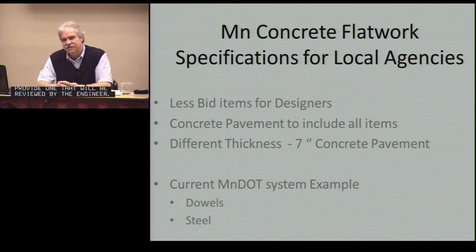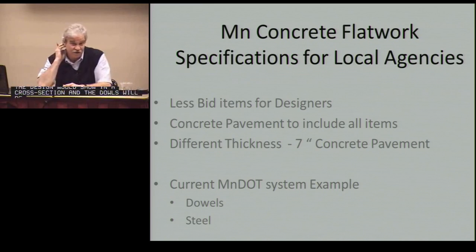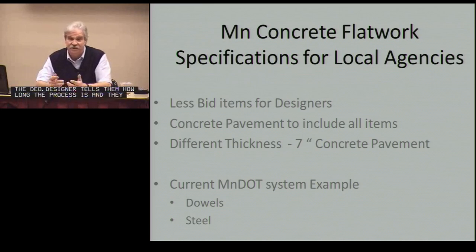So in the current MnDOT system, you would keep track of dowels separate and pay them per dowel per each. In this system, if there's a dowel design, the designer would show it in a cross-section, show what he wants, and then those dowels would be included in the bid price. And the designer then tells them how long the project is, and they want a maximum 15-foot joints or 12-foot joints, whatever it is, so the contractor can bid in the number of sawing and sealing and dowel bars he's got to buy.